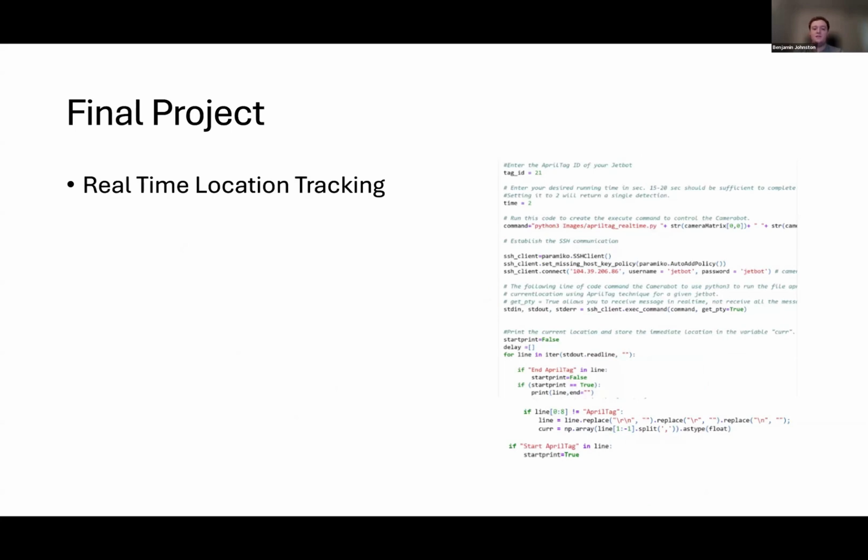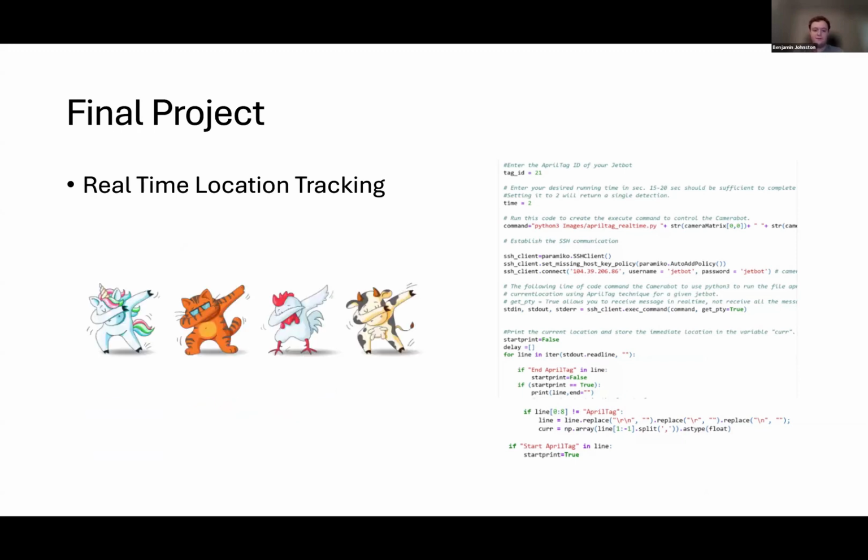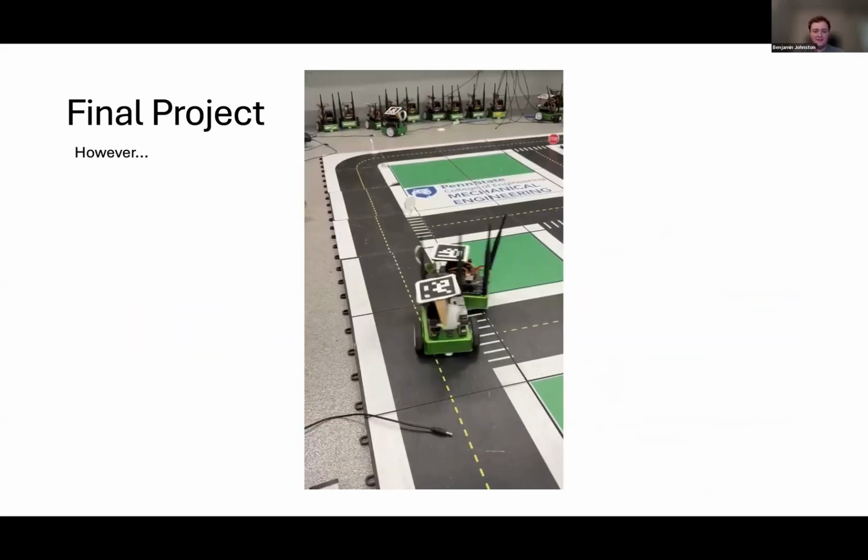For the real-time location tracking, we basically just used the code from the lab session where we did the April tag testing for the first time, and we were able to pretty much port it over very easily using our tag number, which was 21, and it gave us relatively accurate real-time tracking, which was awesome, which was pretty cool.